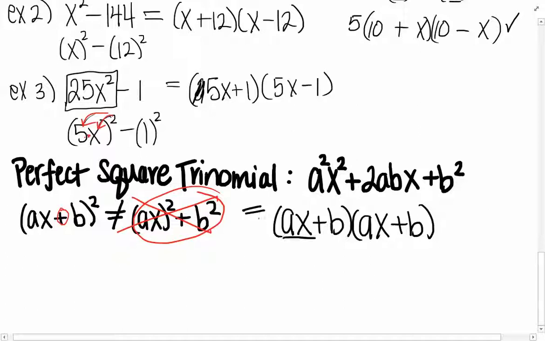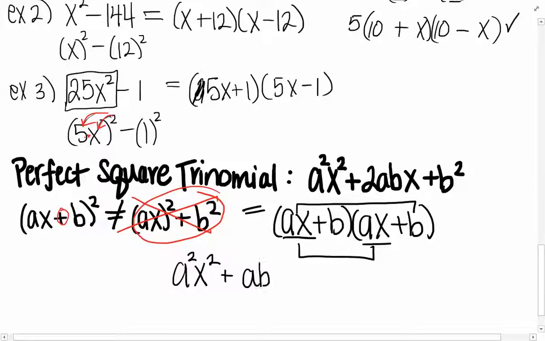Okay, so if we FOIL this, ax times ax would give us a squared x squared, because the a times a and the x times the x, plus ax times b, which I'll call a times b times x, and then I get another one of those, b times ax. Again, I can put the order of the letters in any way I want. Multiplication, order doesn't matter. So I'm going to put it so that they're the same, abx, abx, and then b times b would be last, which is b squared.